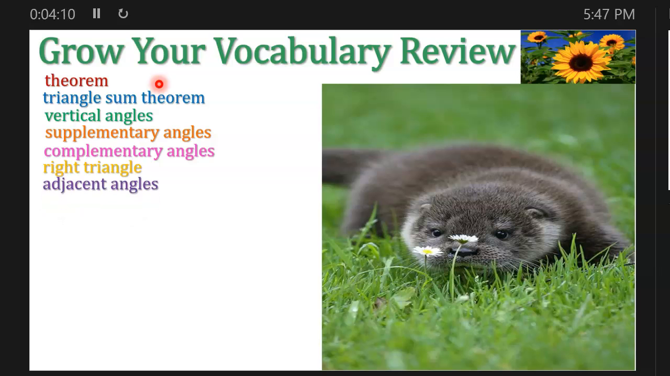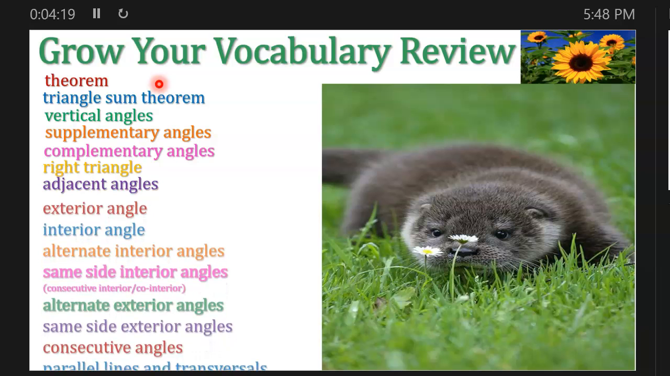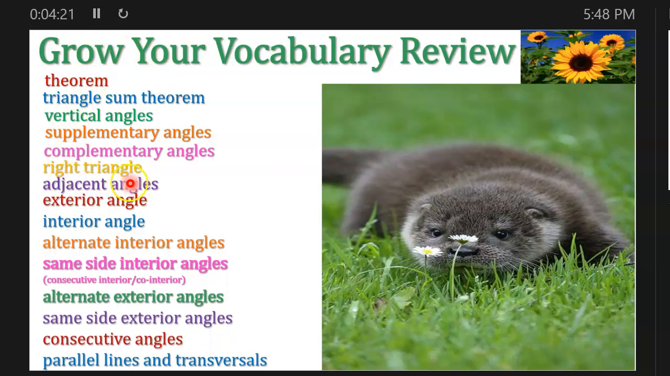Adjacent angles are those angles that share a common vertex point and also a common side, and they're right next to each other, sort of like neighbors. Exterior angles are angles outside of something, and then interior angles are angles inside of something. And we'll go over these in the parallel lines and transversals video. Parallel lines are those lines that never cross, and transversals are those lines that slice through the parallel lines.